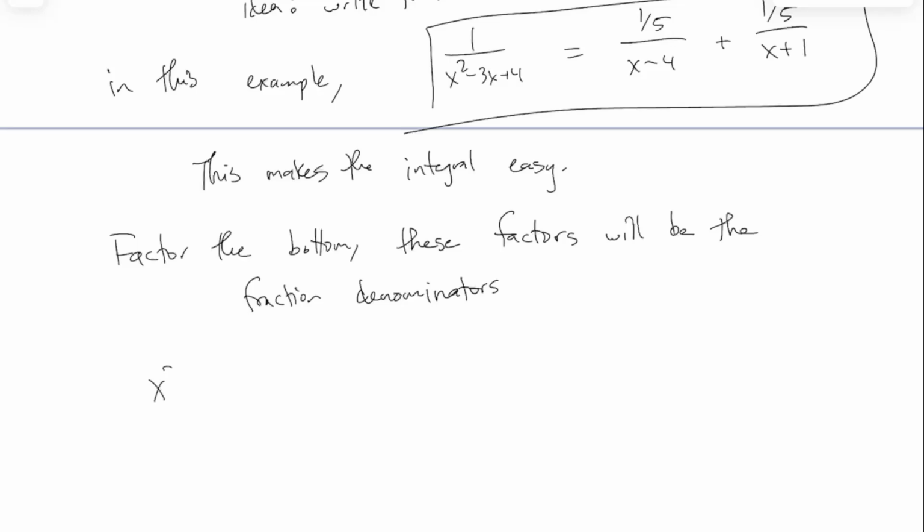So in this example, x² − 3x + 4, of course, when you factor it, you do get those two factors, x − 4 and x + 1, which means those are going to be the two denominators of my fractions. Yeah?